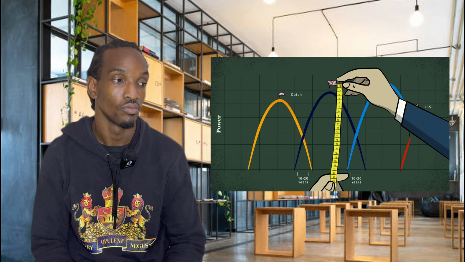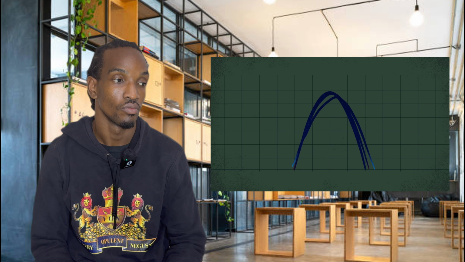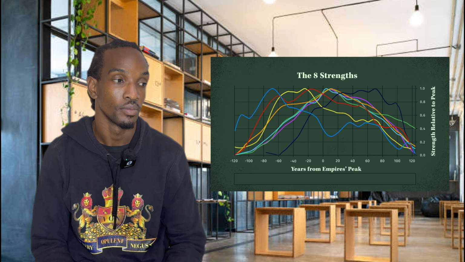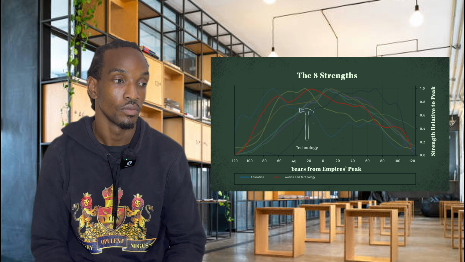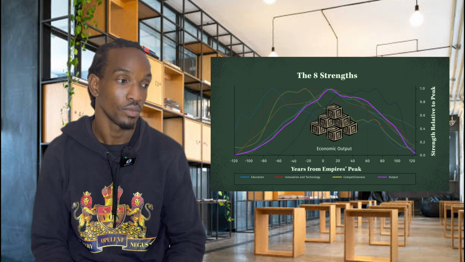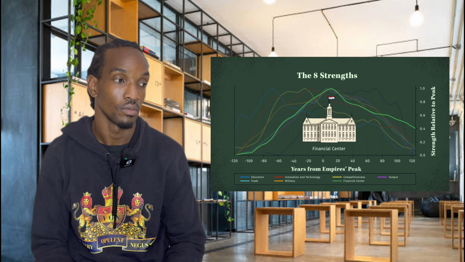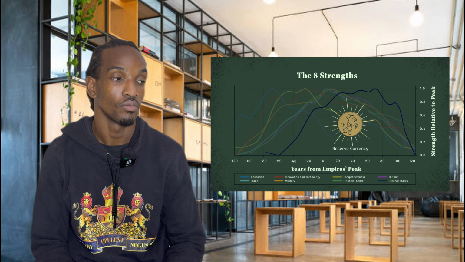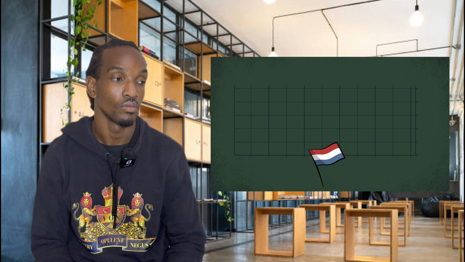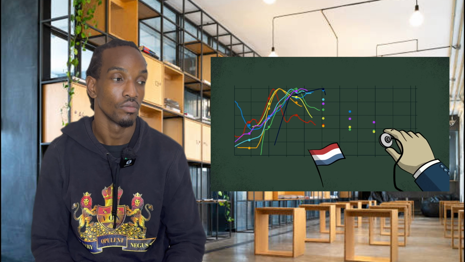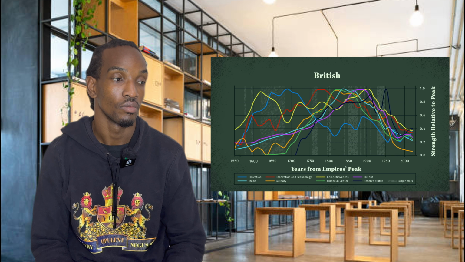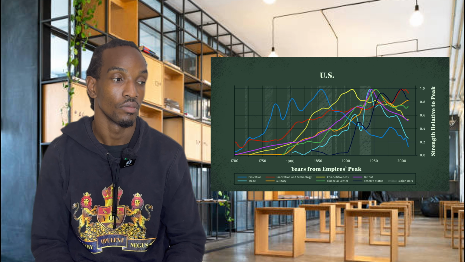So how am I measuring an empire's power? In this study, I used 8 metrics. Each country's measure of total power is derived by averaging them together. They are education, inventiveness and technology development, competitiveness in global markets, economic output, share of world trade, military strength, the power of their financial center for capital markets, and the strength of their currency as a reserve currency. Because these powers are measurable, we can see how strong each country is now, was in the past, and whether they're rising or declining. By examining the sequences from many countries, we can see how a typical cycle transpires.